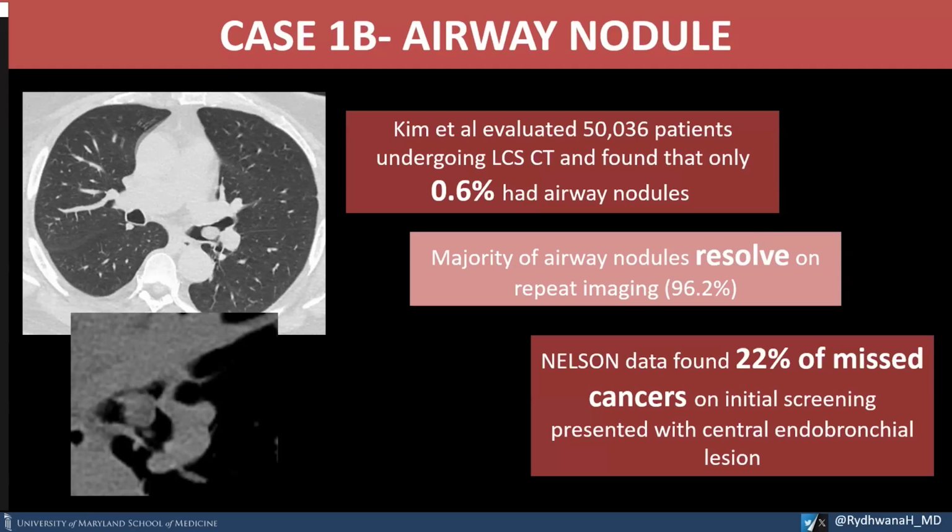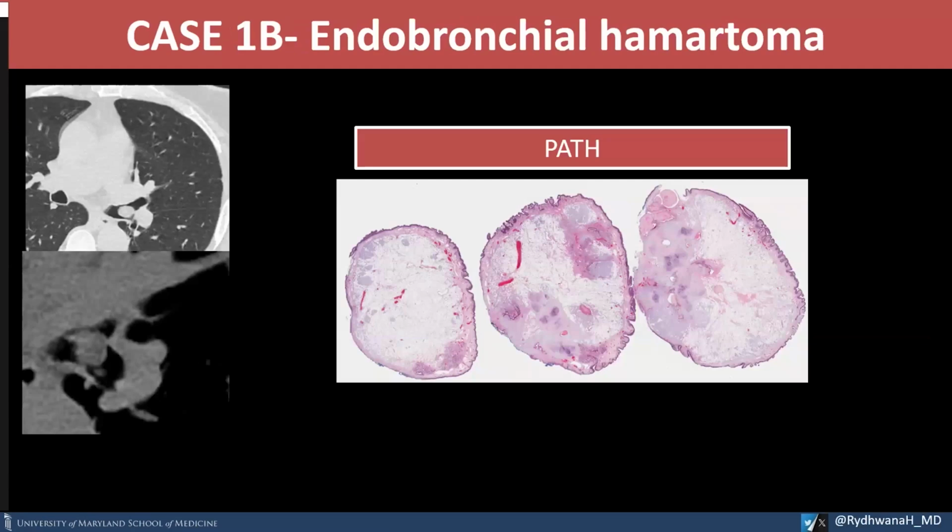But the Nelson trial looked at the data, and about 22% of cancers missed at initial screening presented as central endobronchial lesions, meaning that we still need to look at the airways. And this is the pathology showing multiple fat-containing cells within this endobronchial hamartoma of the left mainstem bronchus.